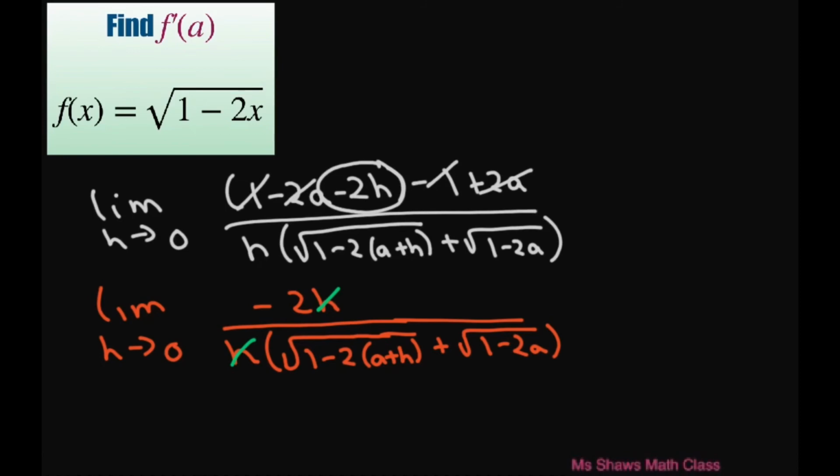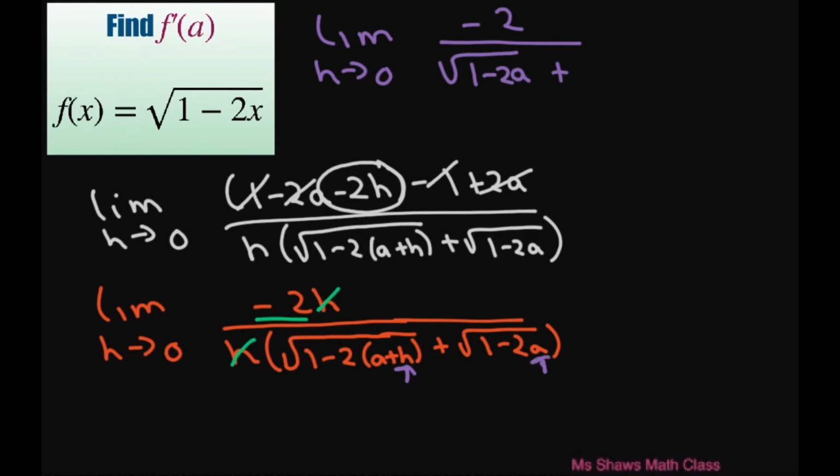So now that we have that, with negative 2 in our numerator, we can apply the limit. So let's go ahead and substitute in our 0. And that's going to give me the limit as h approaches 0. We have negative 2 in the numerator. And in the denominator, if I plug in a 0 here, that's going to be the square root of 1 minus 2a plus, plug in a 0 here, there's no h there, so it's just going to still be the square root of 1 minus 2a.